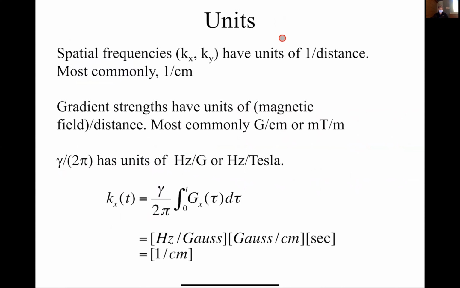Let's talk a little bit about units. Gradient strengths typically have units of Gauss per centimeter or millitesla per meter. For example, GE in the United States uses Gauss per centimeter. If you're dealing with a system from Europe, for example from Siemens, it'll be in millitesla per meter. They're pretty good about sticking with SI units, whereas in the US, we sort of use whatever we feel like. Gamma over 2 pi, remember, has units of Hertz per Gauss or Hertz per Tesla. So if you multiply all the units out, you end up with kx having units of 1 over centimeters, which makes sense, right? Spatial frequency is 1 over the spatial period.